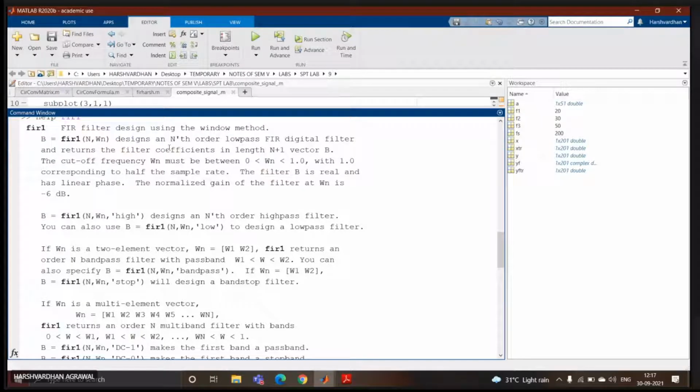So here it is saying that the cutoff frequency must be between 0 and 1, sir. Means 0 to half the sample rate, cutoff frequency. It is saying that the cutoff frequency must be between 0 to half of the sample rate. Yes, that will be 0 to fs by 2. Fs by 2 is the 1, right? That is normalized to 1. Yes, sir.